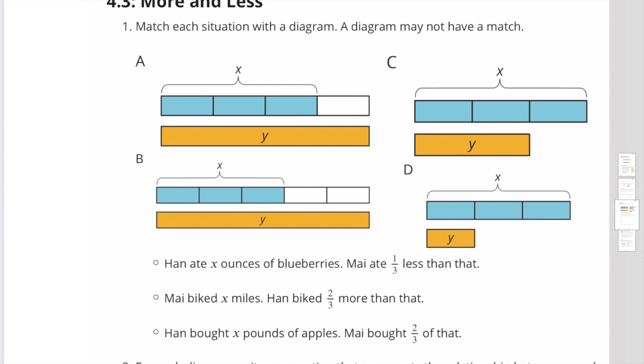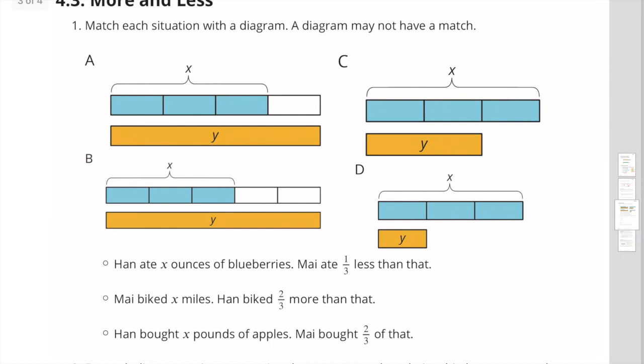Let's look at 4.3. I want you to match each situation with a diagram. It says a diagram may not have a match. So you can pause the video to take a second to match these up. If you notice, you have 3 situations here: 1, 2, 3. So you're going to match a diagram to each of these.